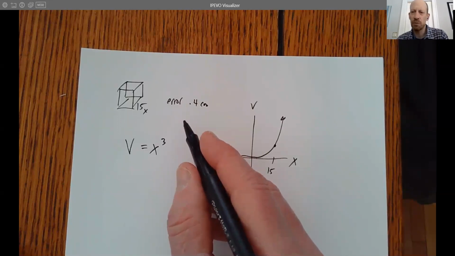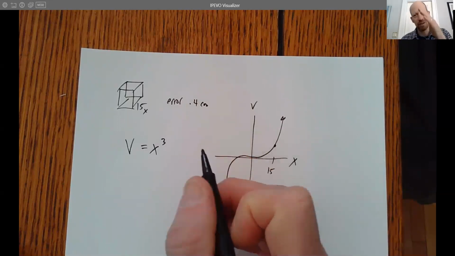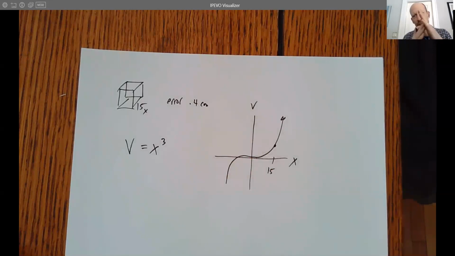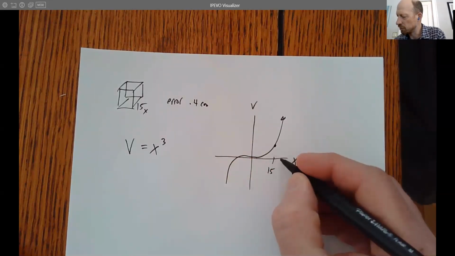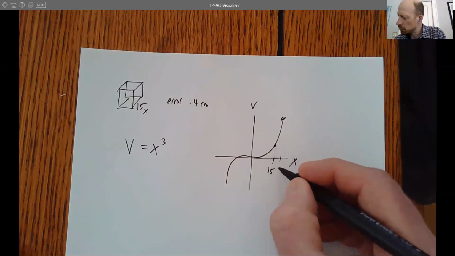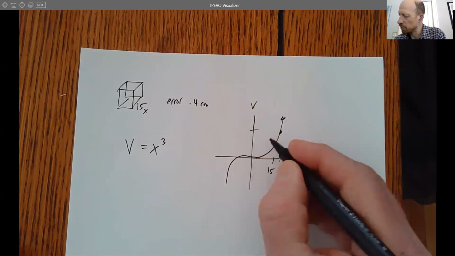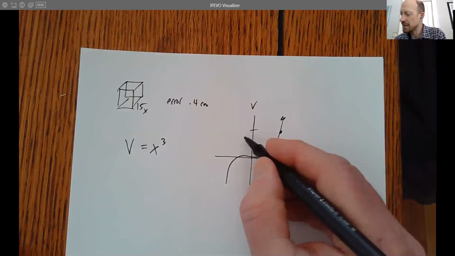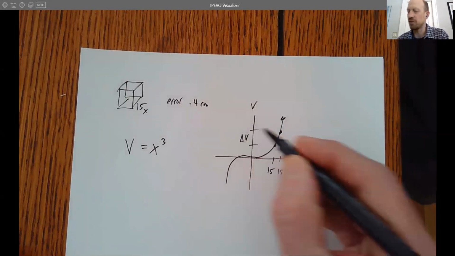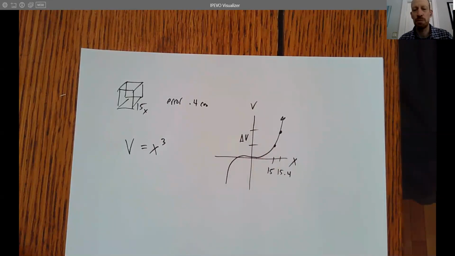It turns out when you're using differentials, because it's a line, it doesn't actually matter if you go above or below. It's going to give you the same kind of estimated change, either above or below. So we'll just keep it above to be consistent. So what is that? 15.4. That's going to give you a different volume, right? So this is the error, let's call it delta V. That's the actual possible error in volume.